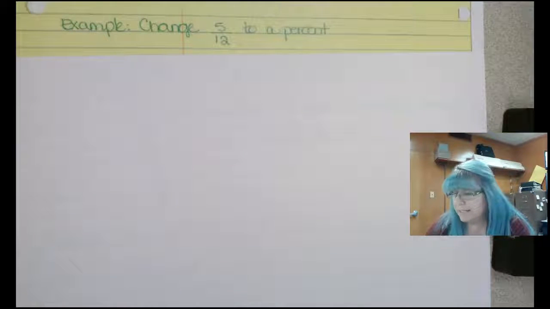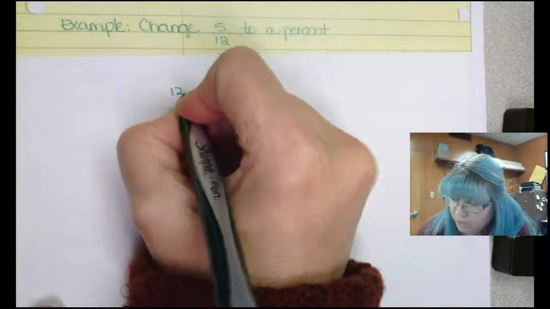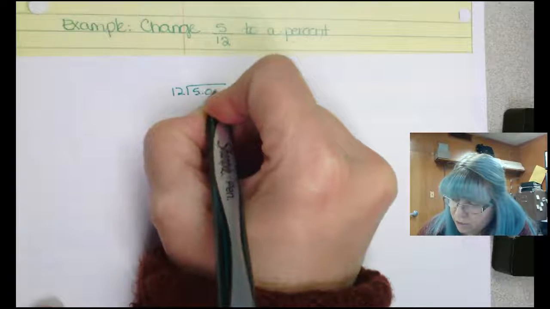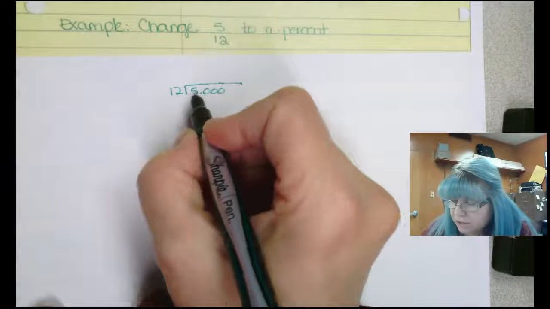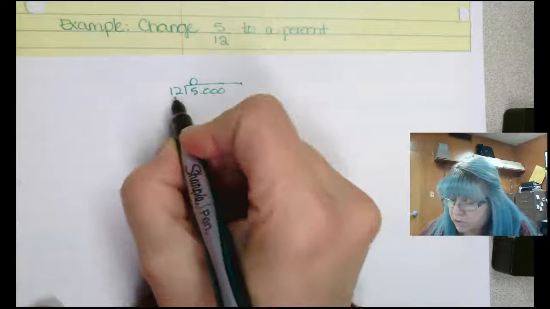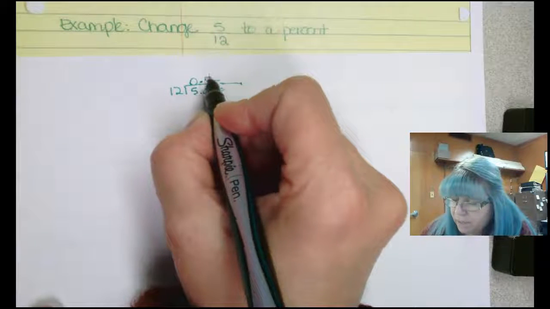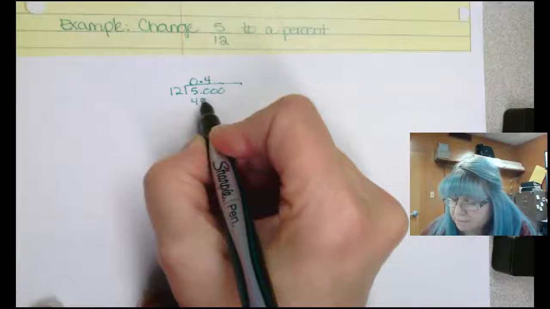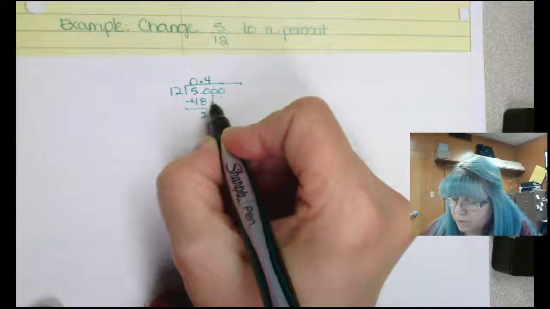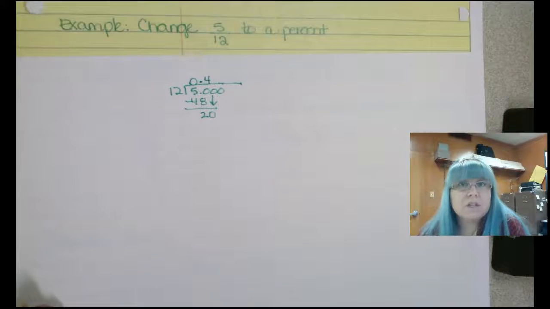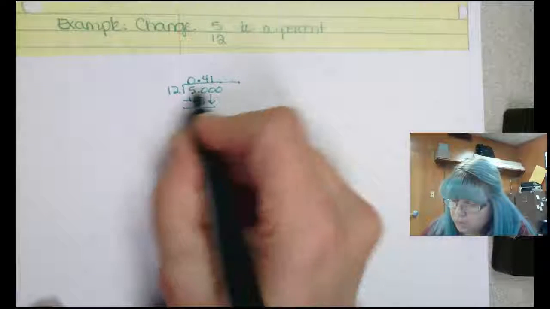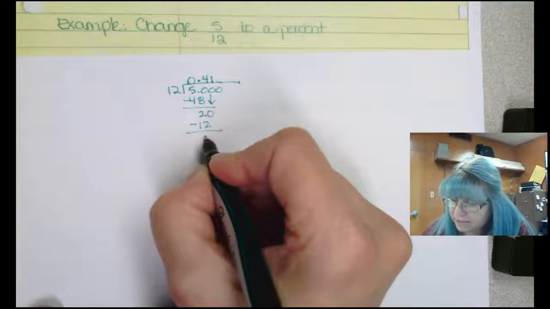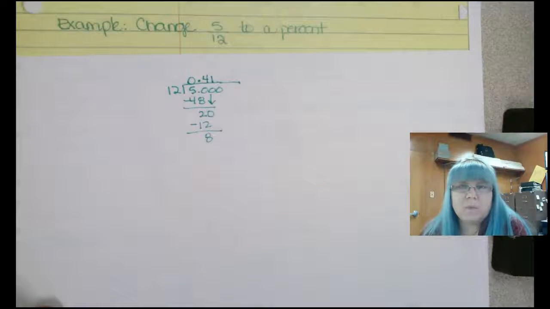Alright, so let's try another example. Let's change 5/12 to a percent. First things first, let's divide 12 into 5. And I know I'm probably going to need some decimal points. I just don't know how many I'm going to need. 12 goes into 5 0 times, but 12 does go into 50. 4 times 12 is 48. Let's take the difference, bring down the next digit. 12 goes into 20 1 time. 1 times 12 is 12. Let's take the difference. 20 minus 12 is 8.